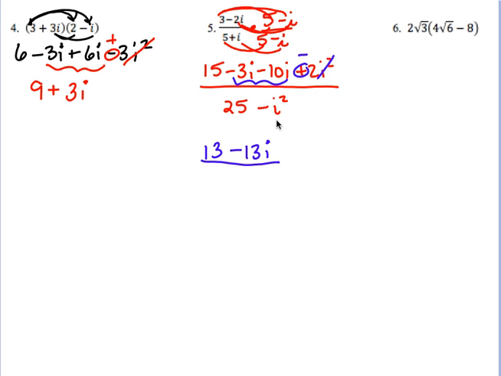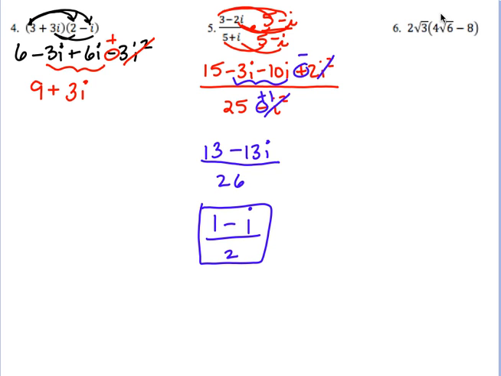A lot of you thought this was 24. You thought 25 minus 1. But remember, that changes the sign, so it's really a plus 1, so it's 26. Now 13 will go into 13, and 13 will go into 26. So your final answer was 1 minus i over 2.